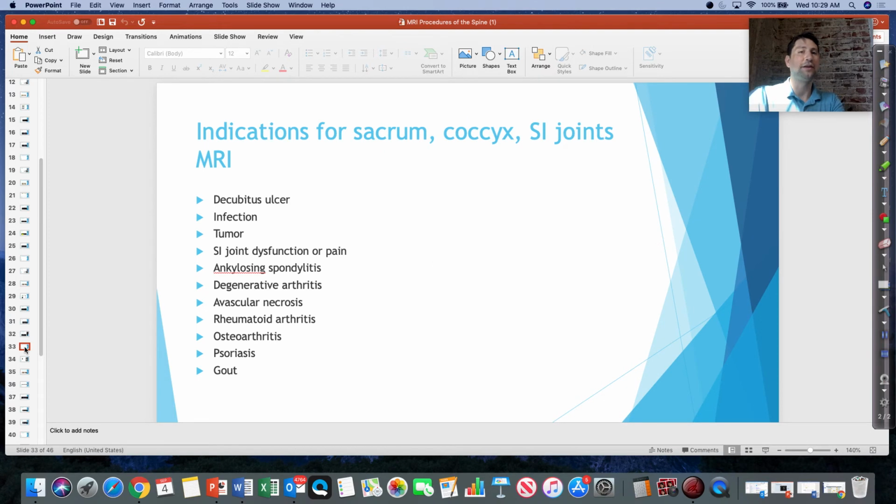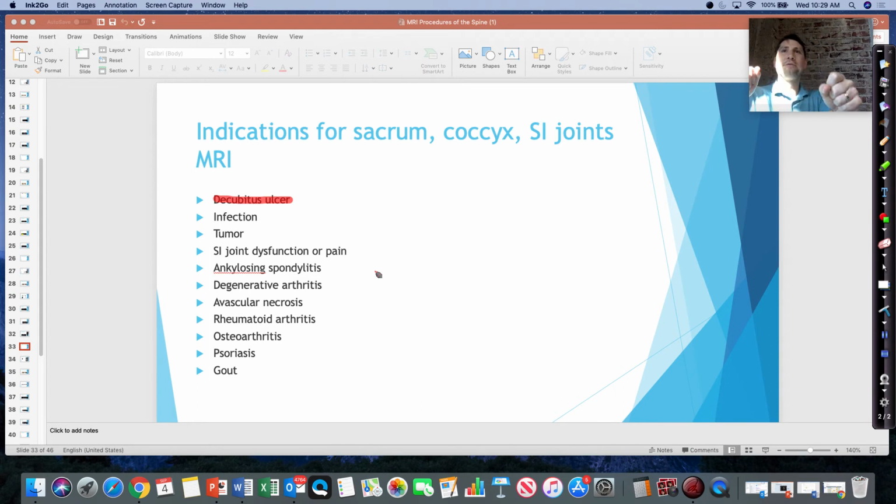All right, now indications for sacrum and coccyx. And the big one here is a lot of people, especially inpatients, are going to be laying on their back, and they get these decubitus ulcers within the hospital. And that's why nurses make sure that they're rolling their patients every half hour or hour to make sure that they're not developing these bed sores. But a decubitus ulcer could turn into osteomyelitis, where that infection spreads into the bone, and that could be potentially deadly.